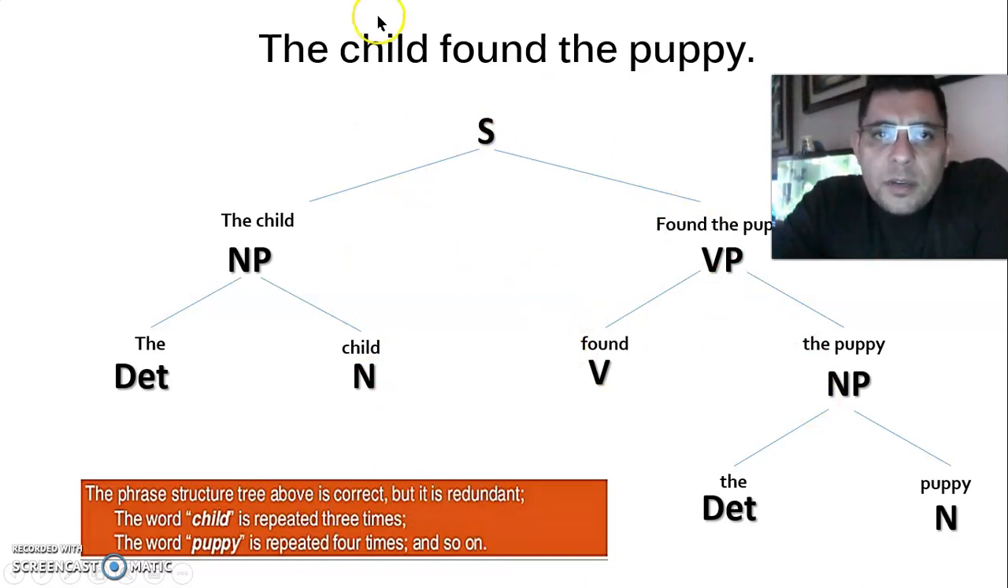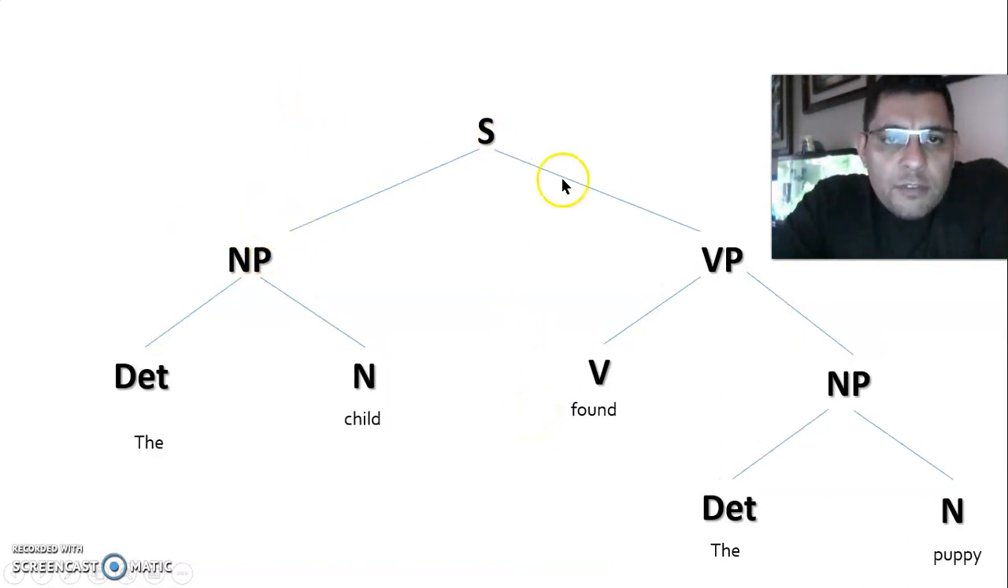Why redundant? Because if I eliminate this sentence and I only give you this, what you are telling the reader is that the sentence has the child twice, found the puppy, the puppy is 1, 2, 3 times in the sentence, and this is not correct. What you must do in morphosyntax is that instead of writing the information from the sentence you are analyzing, you only put the information at the end.